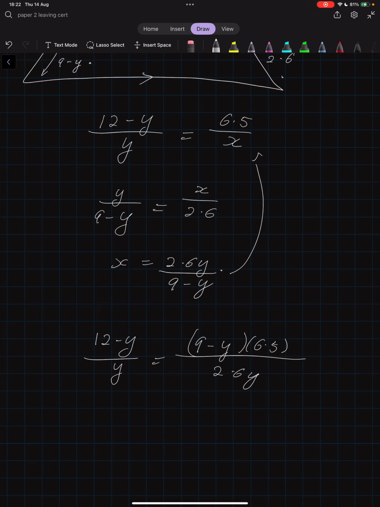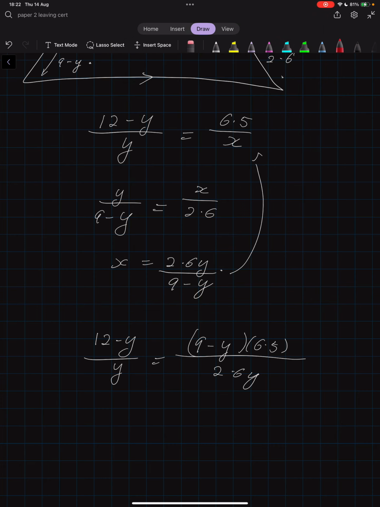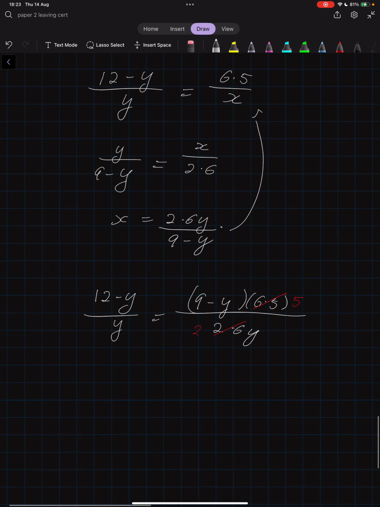So this now simplifies. 1.3 goes into both, I think. So it's just 5 and 2. And I'm just going to cross multiply both sides. So I'm going to get 24y minus 2y squared is equal to 45y minus 5y squared.